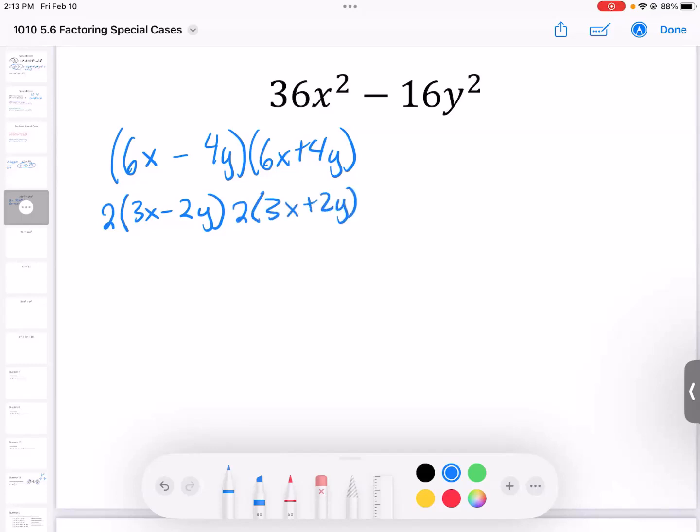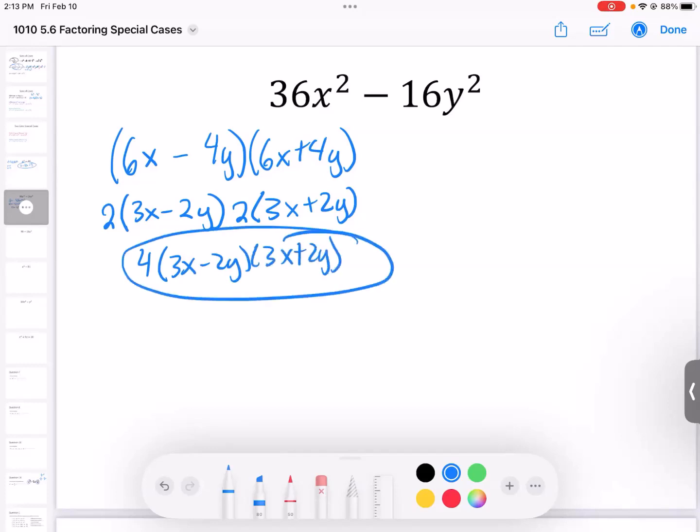And we could simplify that because 2 times 2 is 4. So we would write this as 4 times 3x minus 2y and 3x plus 2y, like that. So this would be fully factored. And you always want to check whenever you do factoring to see if you can factor it further, because if your factors can be factored further, then you need to do that, especially if the instructions say to factor completely.